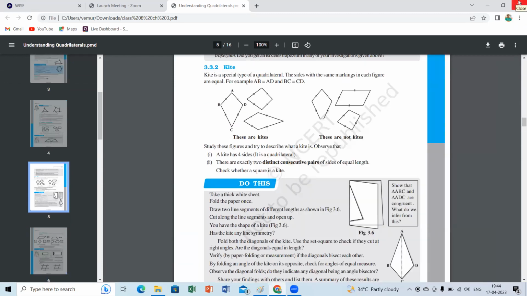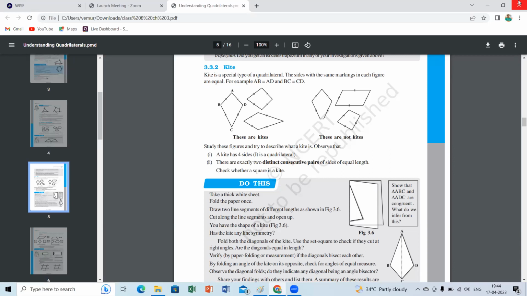So angle B should be equal to angle D. That's the only point you can notice. We cannot write angle A equal to angle C. Yes, ma'am.